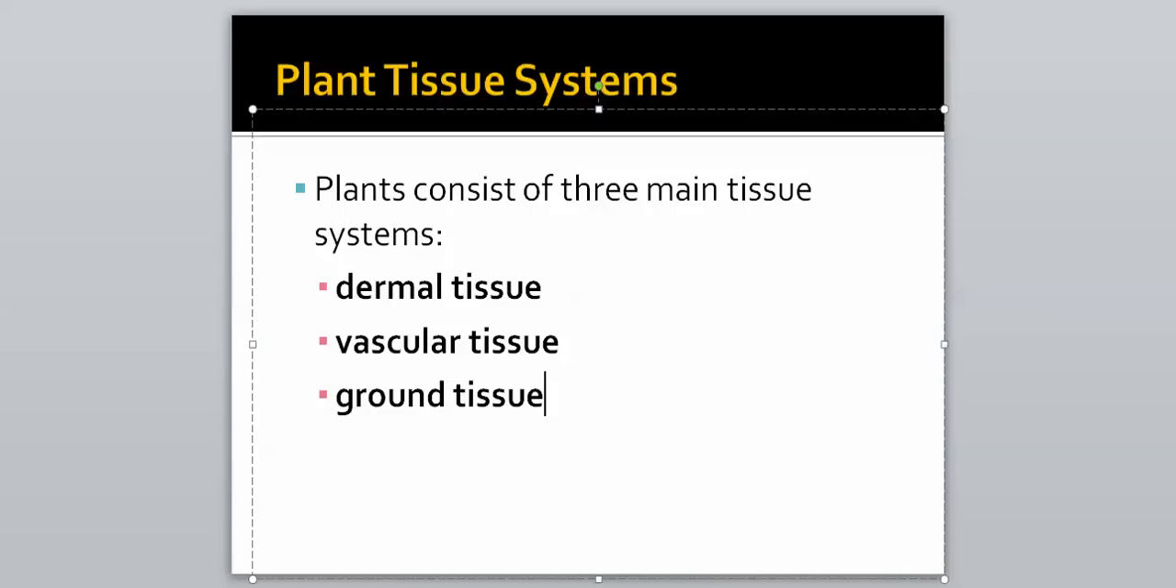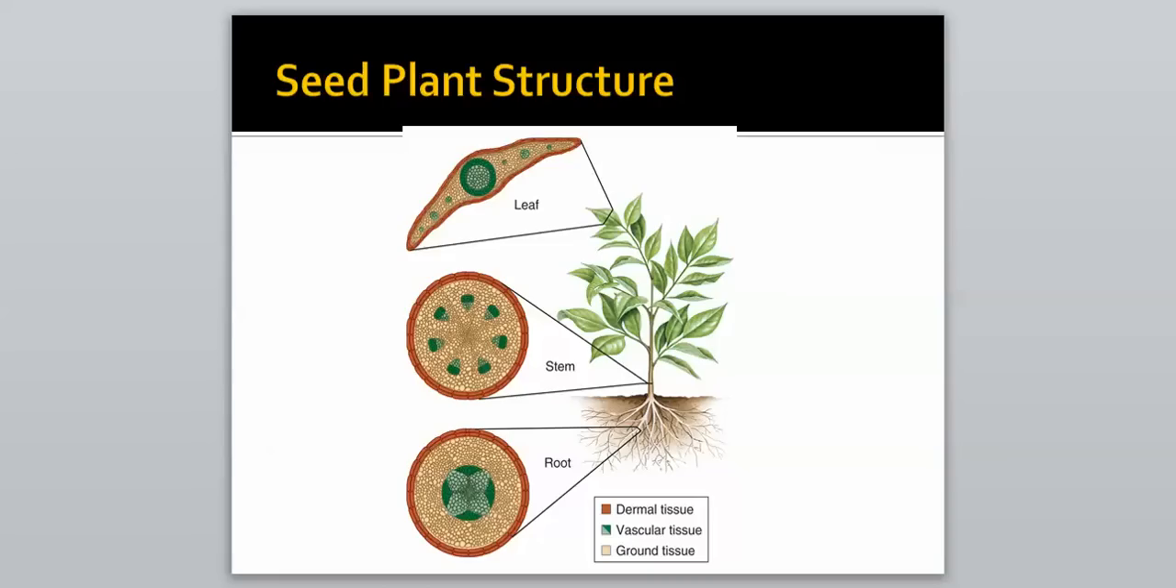I think today we will only get to dermal. We'll get to vascular and ground in our next video. And here's a picture. Again, this is just kind of a breakdown of the different types of tissue that are present in the different structures. We'll get more in depth with this, but this might be a nice picture to help look at, just to kind of break down what types of tissues are where.